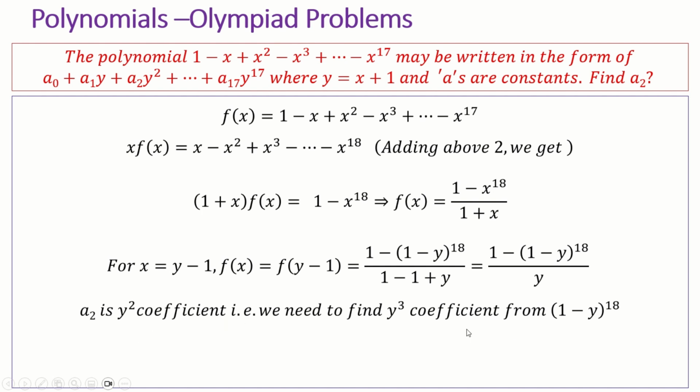That is, we need to find the y cube coefficient from (1 minus y) whole power 18. That is nothing but, if you know the binomial theorem, 18C3 with the sign for the cube, which is equal to 18 into 17 into 16 divided by 1 into 2 into 3, which is 816. This is the A2 value. Next.